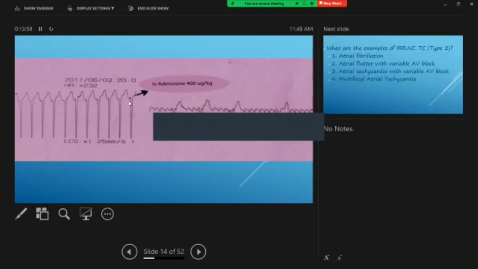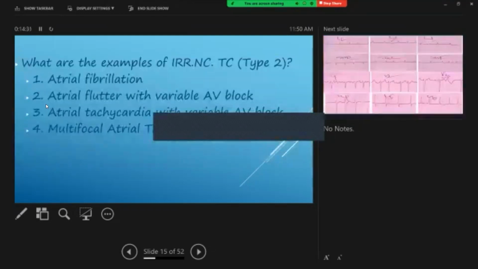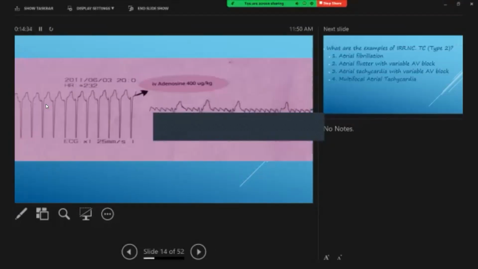You can't see the isoelectric baseline because of this fast rate. So here you can give a differential diagnosis: atrial flutter with one-to-one AV conduction, or supraventricular tachycardia with a fast ventricular rate. It is very important to differentiate these two. To manage this patient, if you give a DC shock or IV amiodarone bolus, this tachycardia will stop abruptly. Therefore, we can't find out what activity is going on there at the atrial level.